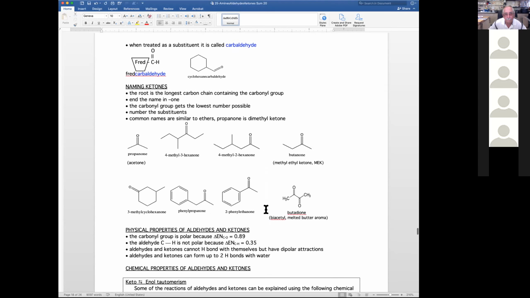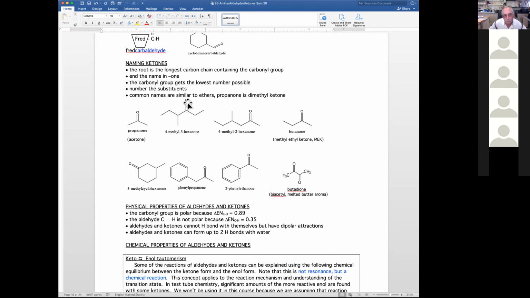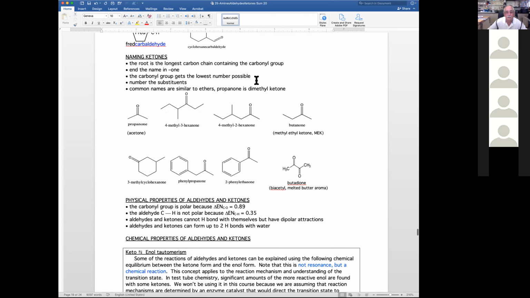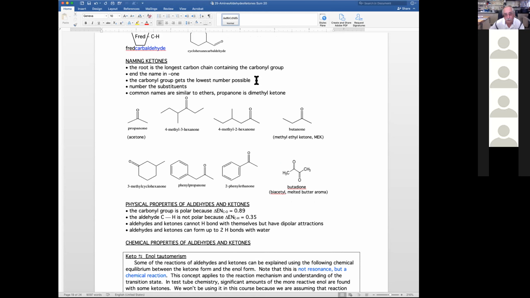So what is a ketone? The ketone also has the carbonyl group, but it's bonded to 2 carbons. The carbonyl carbon is bonded to 2 carbons. So the root is the longest carbon chain containing the carbonyl group. The name ends in -one because of ketone, and the carbonyl group gets the lowest possible number. In an aldehyde, the carbonyl group is always number 1, but not in a ketone. You have to tell it what the name is for the most part.